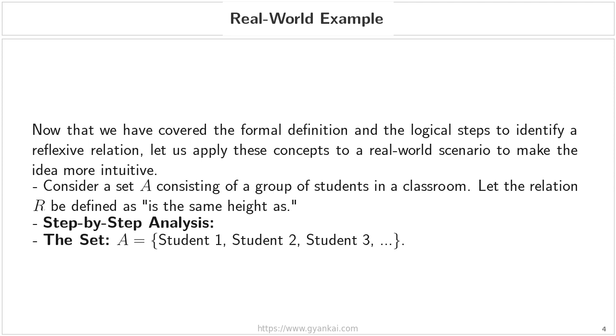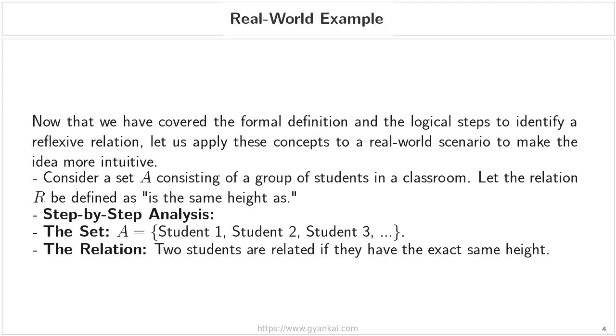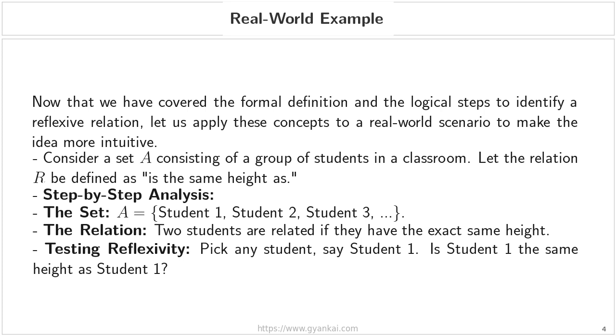First, we identify the set. Set A is simply the collection of all individuals in the room, such as student 1, student 2, student 3, and so on. Next, we define the relation. In this context, two students are considered related if they have the exact same height. Now we must test for reflexivity.